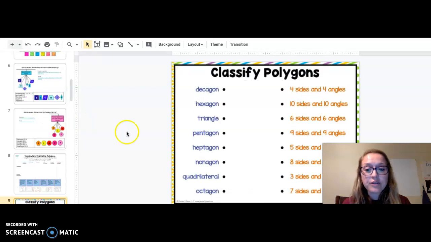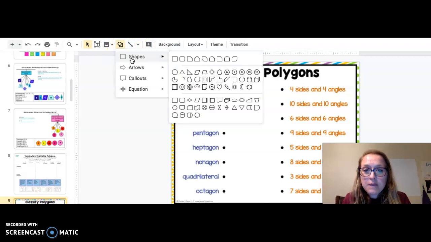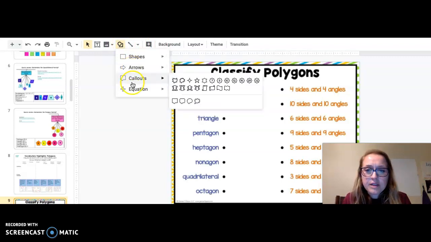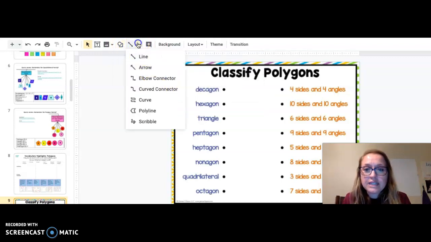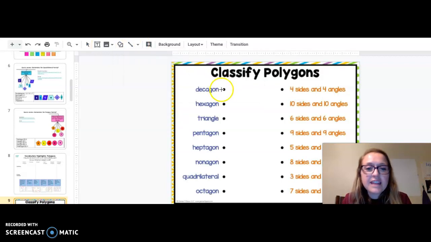In this slide, you're going to use the line tool to match the name of each polygon to its correct description. To use the line tool, you'll go to Insert, Shape, and actually you're going to insert line. And then you're going to go from point, so this is a decagon. Do I know what a decagon is right away? If I do, I'm going to go right across, and there is my line.